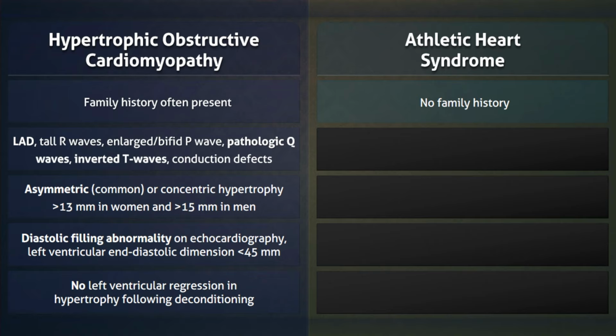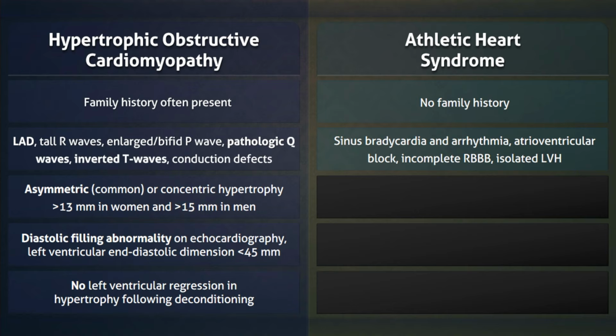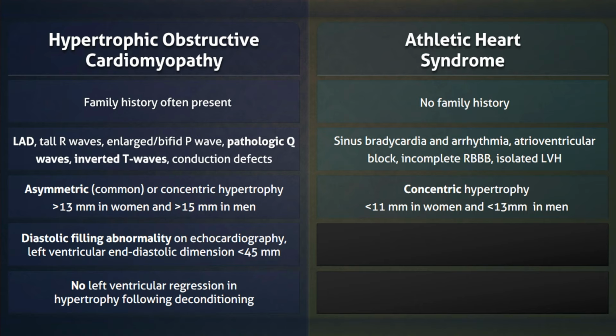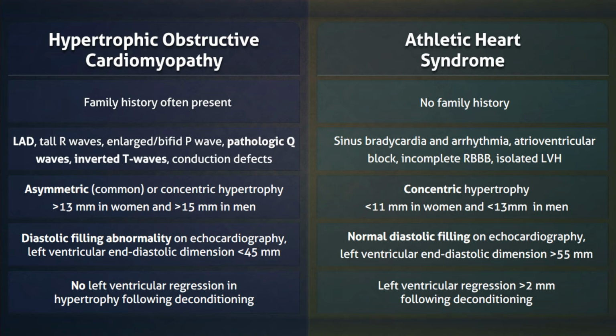Patients with athletic heart syndrome do not generally have a family history of the condition since it is benign and dependent on one's level of physical activity. ECG findings such as bradycardia and AV block can occur, but disappear with activity. On echocardiography, the hypertrophy is symmetric and is less pronounced than in hypertrophic obstructive cardiomyopathy. As well, diastolic filling is normal. And finally, following deconditioning, there is greater than 2 mm of left ventricular regression.